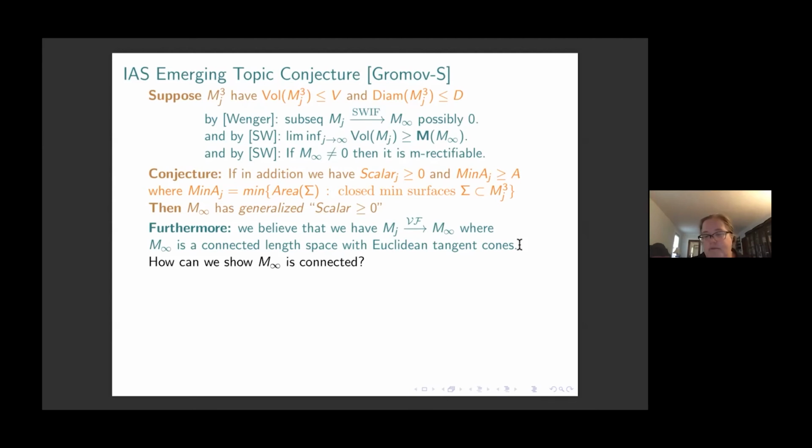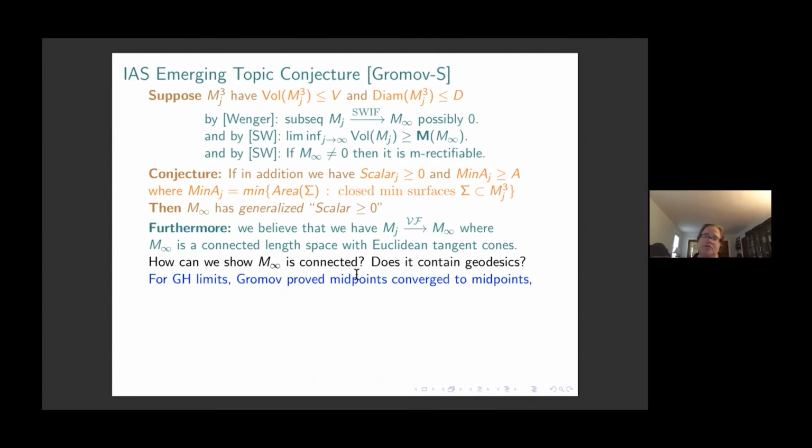How would we show M infinity is connected? This is a really important open question. Let me show what ingredients you might use to try to show the limit is connected. Does it contain geodesics? Remember we had those counterexamples that didn't have geodesics, but those examples had min A going to 0. So how would we try to show M infinity is connected? We have to use this min A condition in some way to show it's connected.